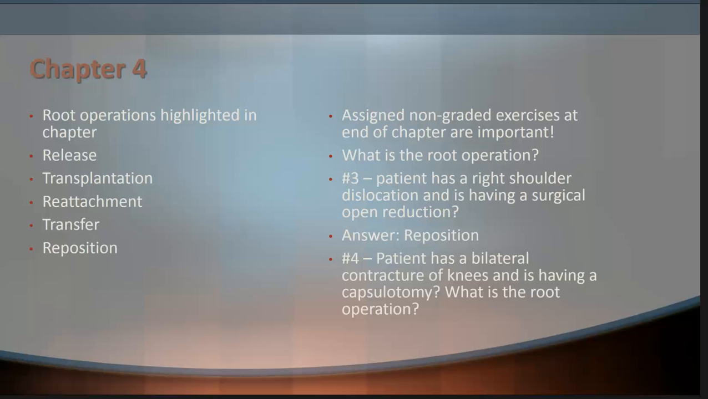And what does contracture mean? What that means is that this patient's knee is basically stuck at 40 degrees. The patient can't flex their leg normally. It's on both sides, and they're going to have to cut in to release the capsule that is contracted, which is not allowing the patient to move their leg. So the root operation is release.